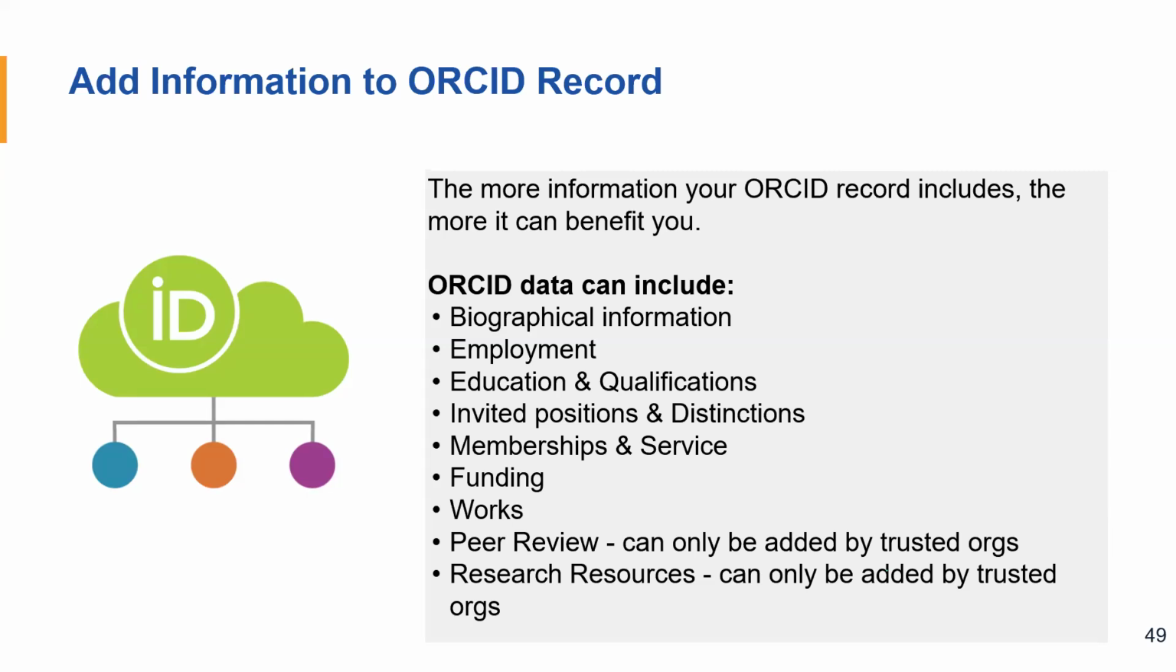The ORCID record provides space for you to include biographical information about yourself, including the also known as section where you can list any other names that you have used. Employment and education information, there are also sections for memberships and service, invited positions and distinctions, funding you have received, and works that you have produced.